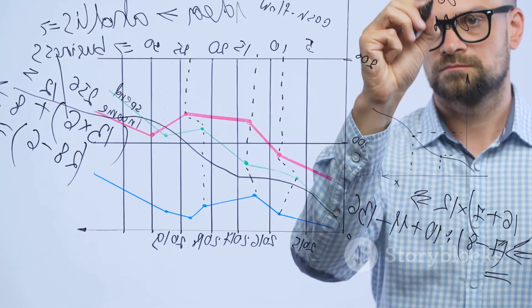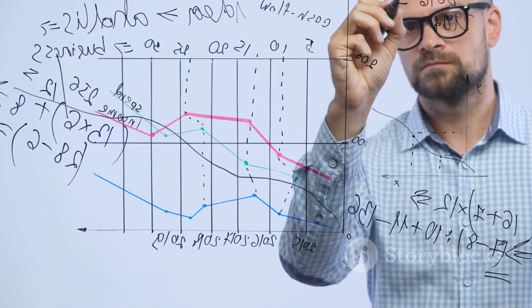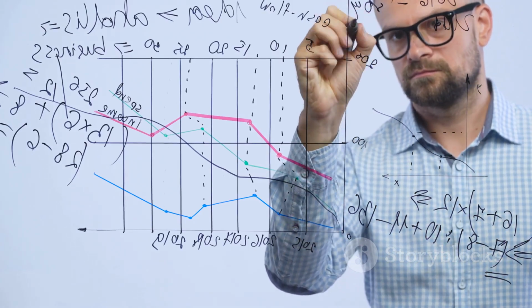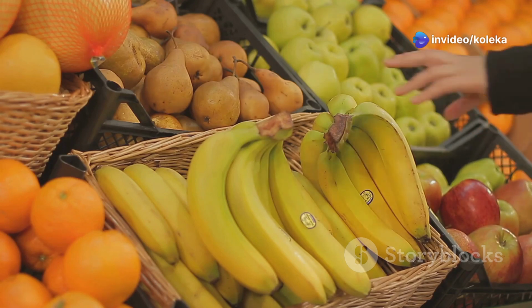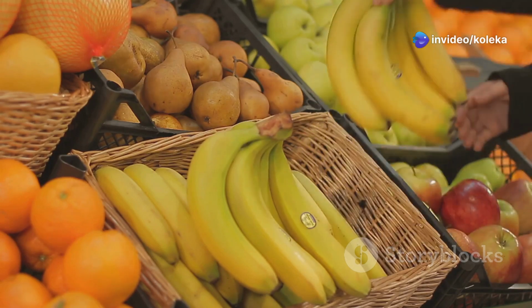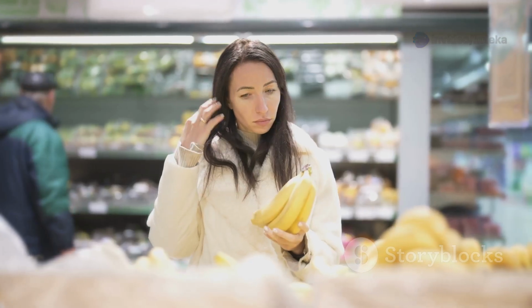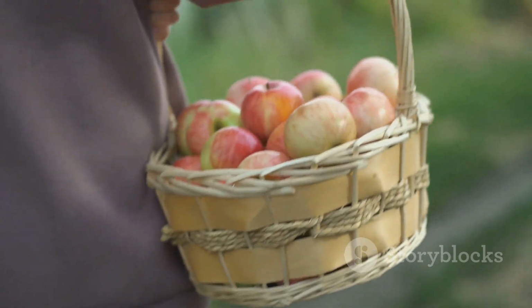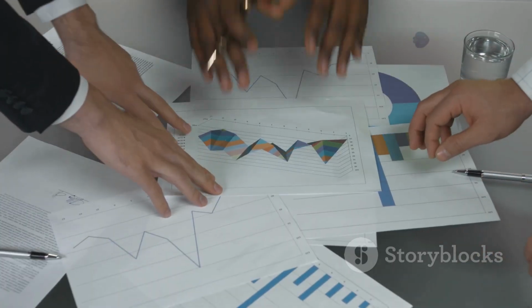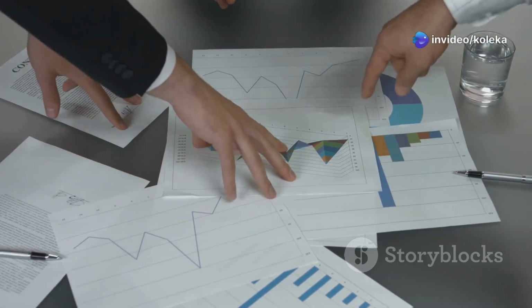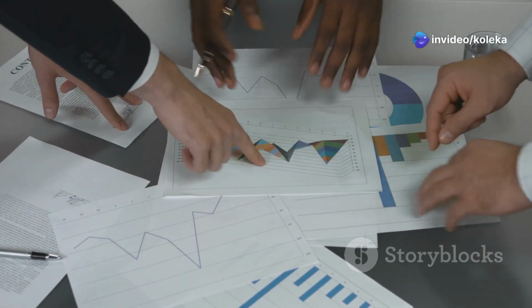This line shows all the combinations of the 2 goods that you can buy if you spend all your money. For instance, if apples cost $1 and bananas cost 50 cents, and you have $10, you could buy 10 apples and no bananas, or 20 bananas and no apples, or some combination in between, like 5 apples and 10 bananas.